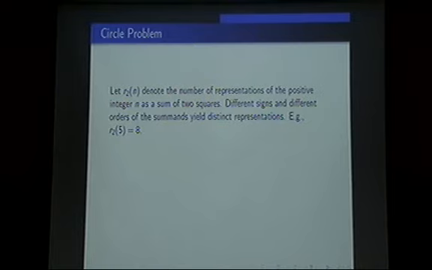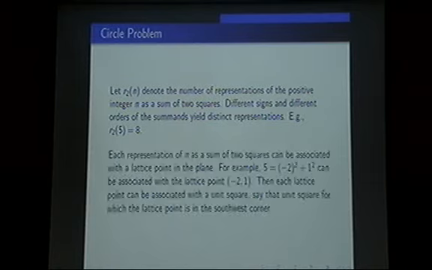So if you have 2 squared plus 1 squared, then you can change the sign of the 2 and the 1 in 4 different ways, and then of course you can change the order. So R2 of 5 would be 8 with this convention. And then each representation of n as a sum of two squares can be associated with a lattice point in the plane. So if you take 5 as minus 2 squared plus 1 squared, we associate that with the lattice point (minus 2, 1).